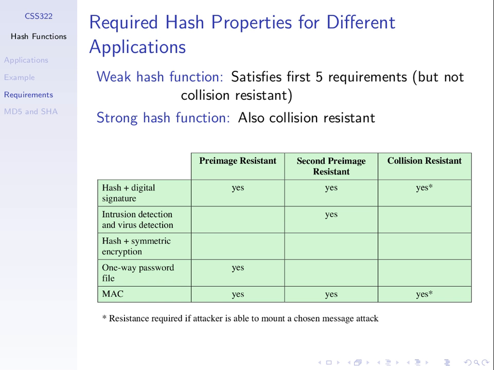So the last thing, the top comments say that a hash function which is called a weak hash function satisfies the first 5 requirements from the previous slide, but not strong collision resistance. A strong hash function satisfies all. It is also strong collision resistant, or collision resistant.